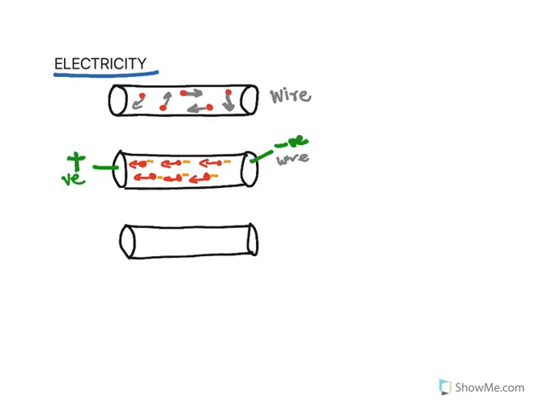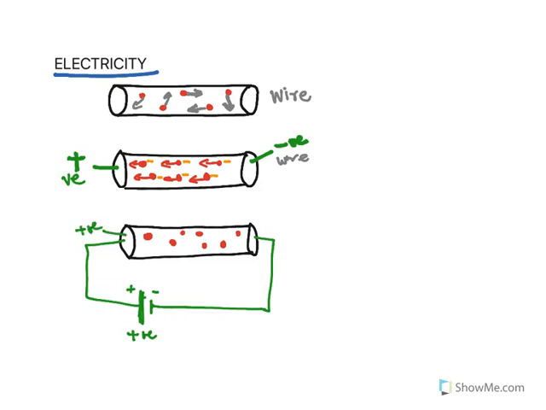The next question is, how do we make one end positive and the other end negative in a wire? All we need to do is connect this end to the positive of a battery, and connect this end to the negative. Since this is the positive of the battery, this end becomes positively charged, and since this is the negative of the battery, this end becomes negative.